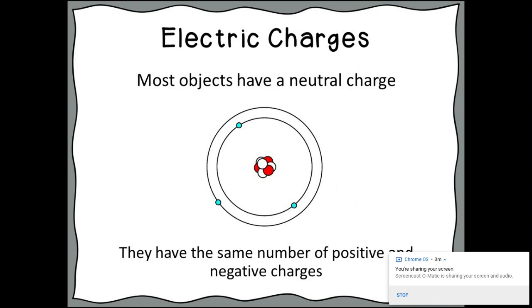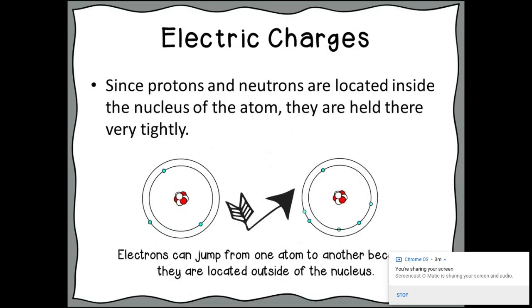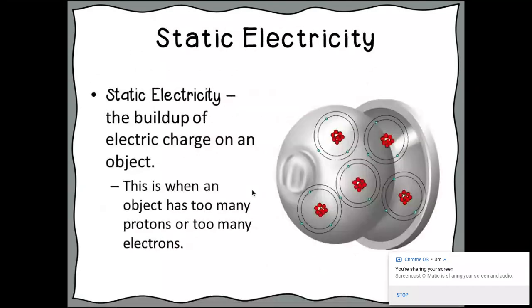So it says most objects have a neutral charge. Everything balances out. They have the same number of positive and negative charges. So when you look at something, it's got neutral charges right now. Since protons and neutrons are located inside, they're held very tightly. Like I said, they're not moving. The electrons can jump.